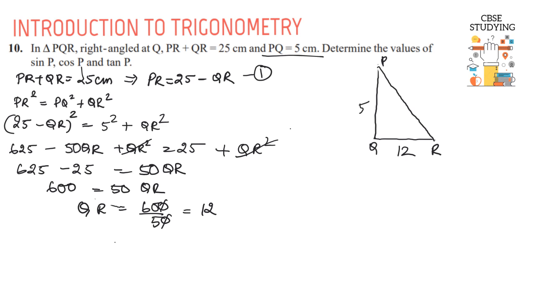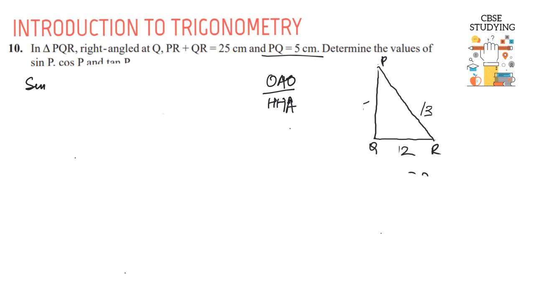Now, you can just substitute it in the first equation. So PR is equal to 25 minus QR, that is equal to 25 minus 12, which is 13 centimeters. So that's how you get the measurement of all the sides. Now we have to determine the values of sine P, cos P and tan P. As simple as that. Let's solve.